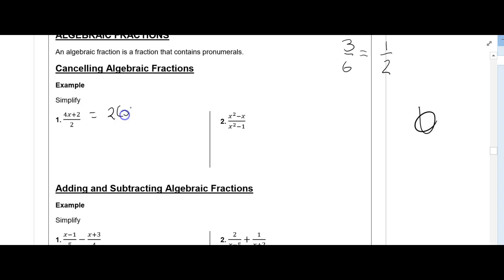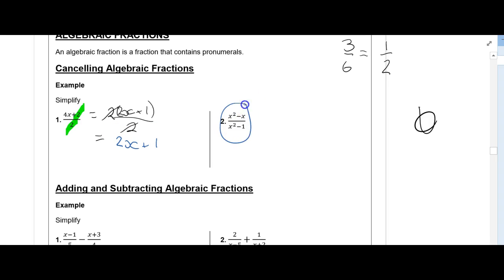We'll take 2 out the front, 2x plus 1 on 2, so that can cross out. Do not just cross these out and say 4x, because it's got to be a multiplier, not an adding. So I've got 2x plus 1, and that's the answer.